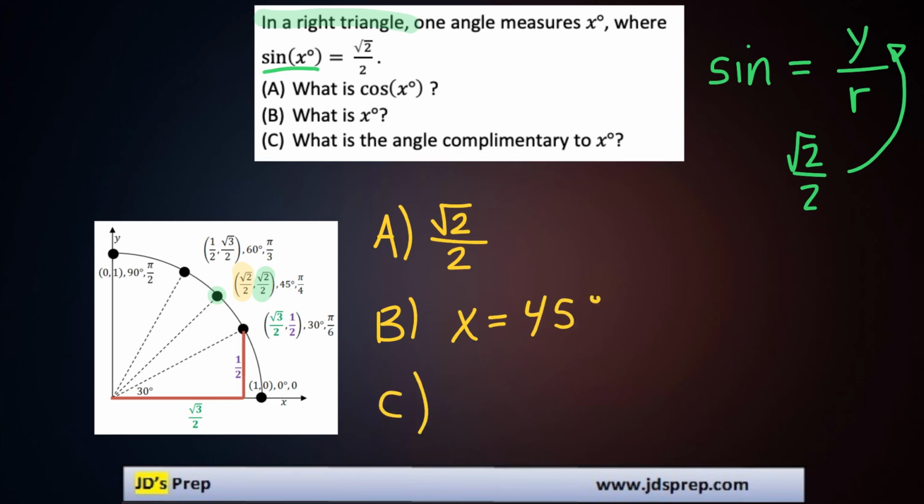And finally, what is the angle complementary to x? Well, to answer that, you need to remember that complementary angles add up to 90 degrees. So we need to think 45 degrees plus what equals 90? Well, that's pretty simple. That would just be also 45 degrees. 45 plus 45 makes 90.